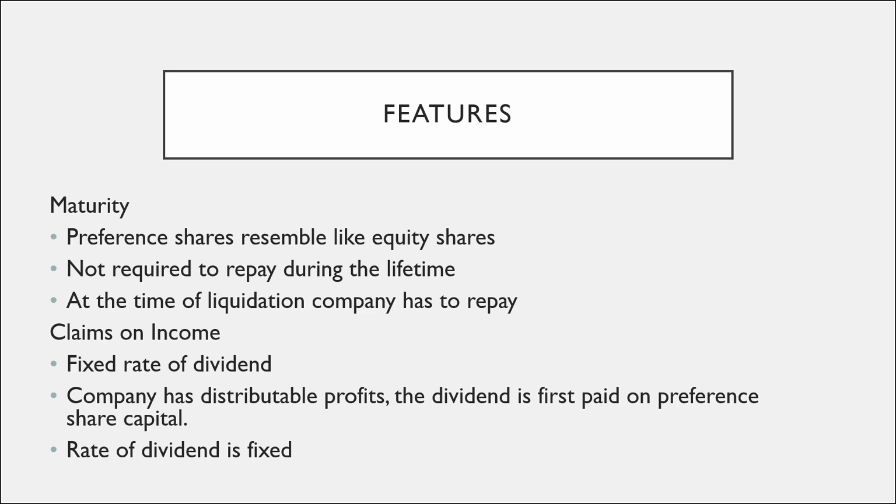Next is claims on income. Preference shareholders get a fixed rate of dividend from the company. Whenever the company has distributable profit, the dividend is first paid to the preference share capital. The rate of dividend on preference shares is fixed, and also preference shareholders do not have any right to share in the extra earnings of the company except participating preference shareholders.